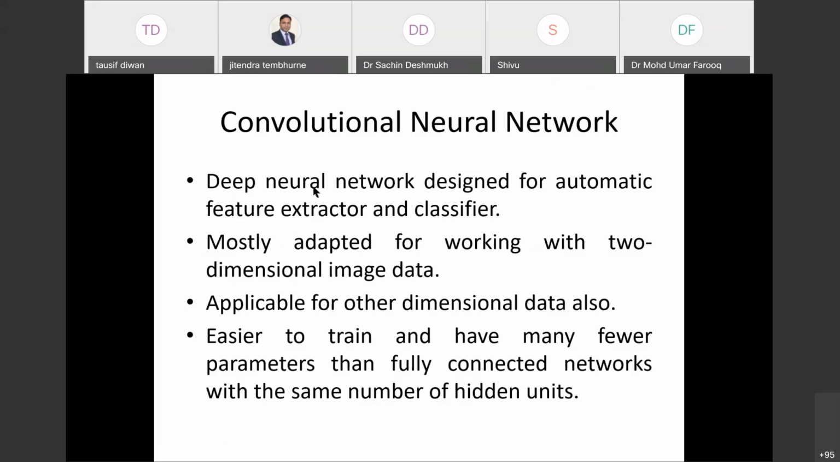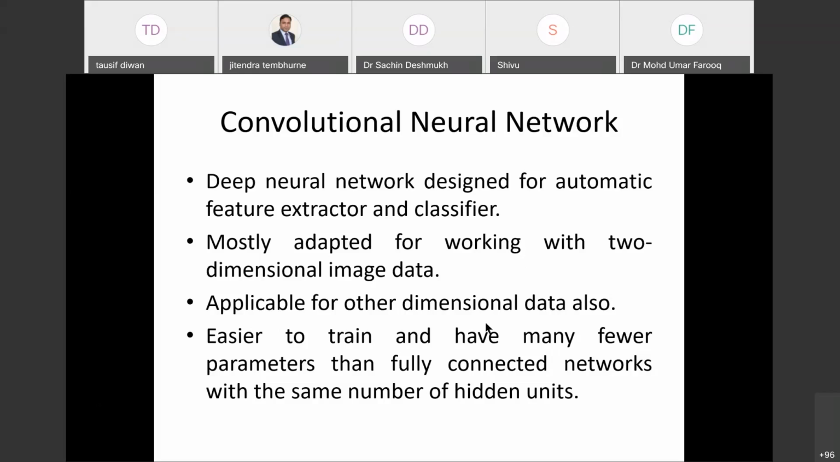A convolutional neural network is a deep neural network designed for automatic feature extraction or classification. Before the introduction of CNN, in earlier scenarios, we needed to manually determine which features we were interested in. After that feature selection, we needed to extract those features. But this is not the case with CNN. In CNN, it automatically captures the important features by applying convolutional filters.